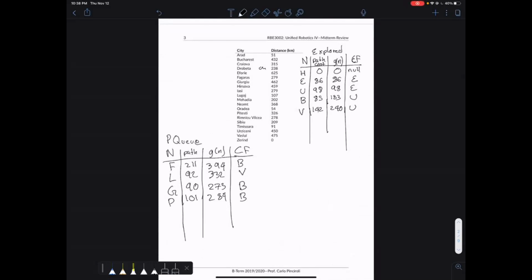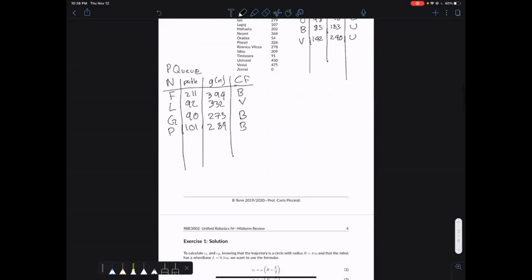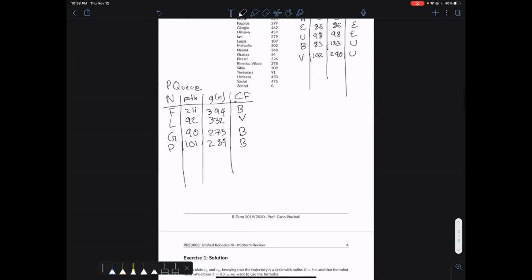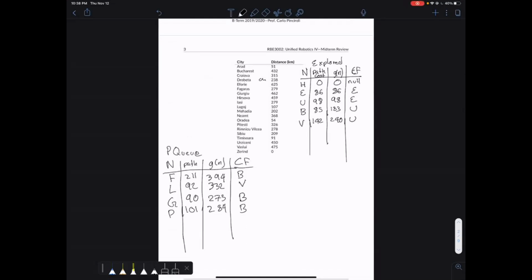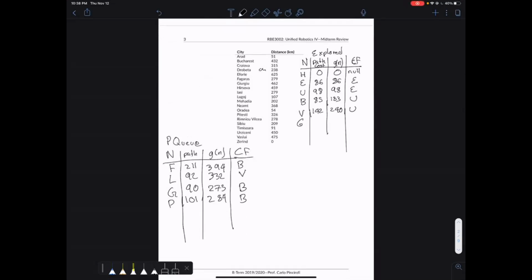All of its other neighbors are already in our explored list. That is why I'm not acknowledging them. So our next thing is going to be going through and doing our lowest cost node. In this case, it's going to be node G. So we're going to add node G to our explored list. G has a cost of 90. G of N is going to be equal to 273, and G came from B.